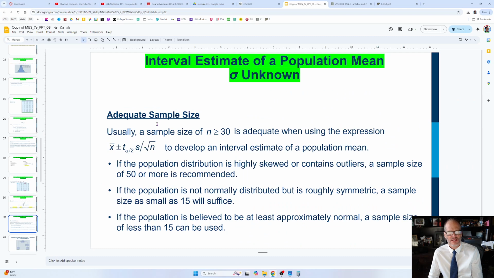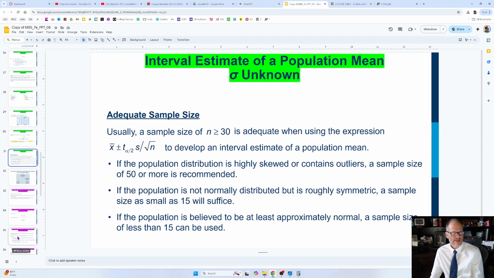Usually a sample size of n greater than 30 is adequate when using the expression to develop an interval estimate of a population mean. If the population distribution is highly skewed or contains outliers, you need more in your sample size. And this is similar to what we've already read and learned about.